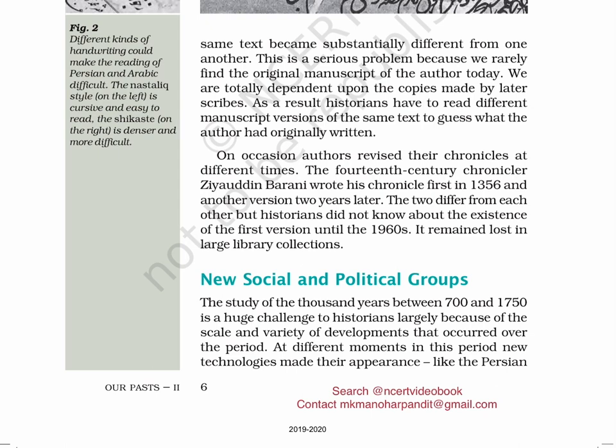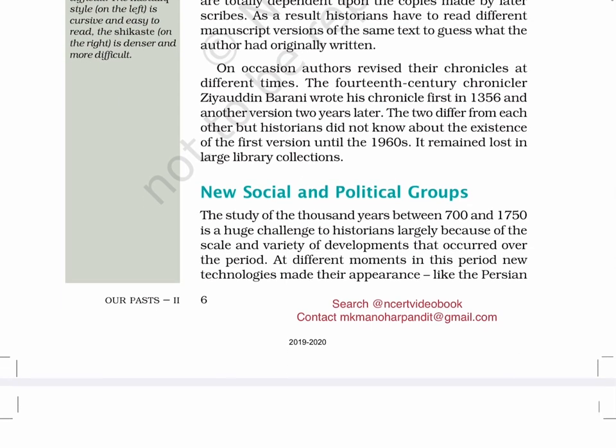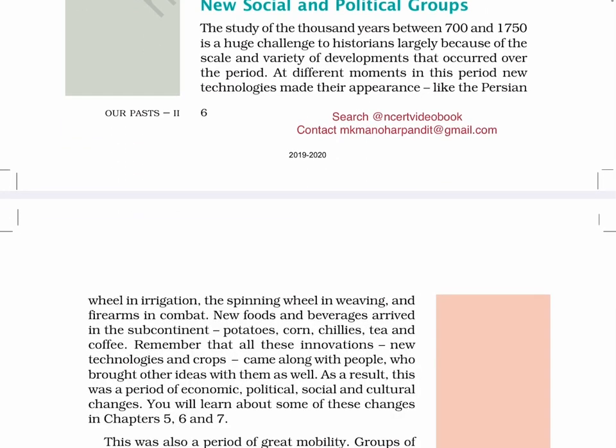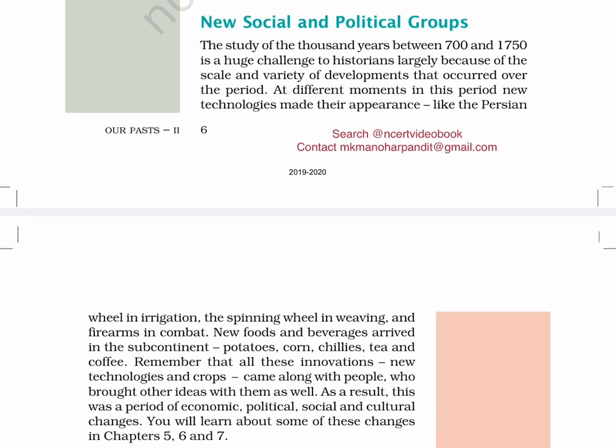New social and political groups. The study of the 1,000 years between 700 and 1750 is a huge challenge to historians, largely because of the scale and variety of developments that occurred over the period.